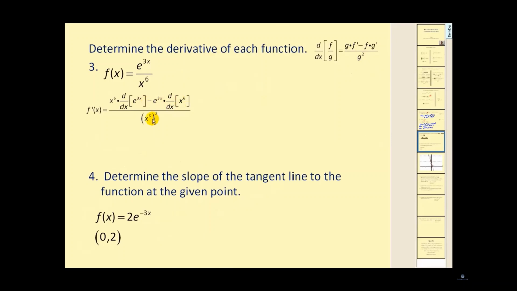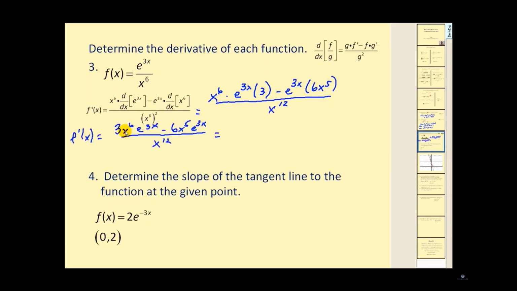all over the denominator squared. The derivative of e to the power of 3x would be e to the 3x times u prime, so there are 3, minus e to the 3x times 6x to the 5th, all over x to the 12. Let's clean this up and then see if we can factor it.